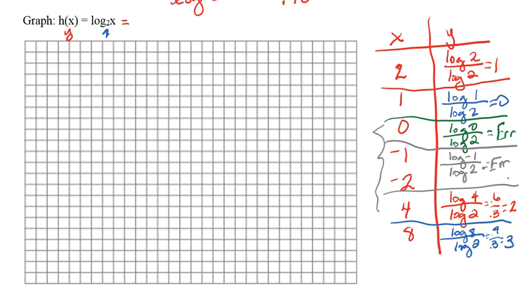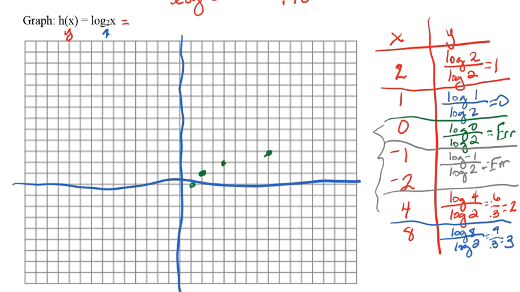So I don't have huge numbers, so I'm just going to do kind of a basic normal graph. Everybody's just going to be in ones. Hopefully your lines are straighter than mine. So I have 2, 1. I have 1, 0. I have 4, 2, and 8, 3.